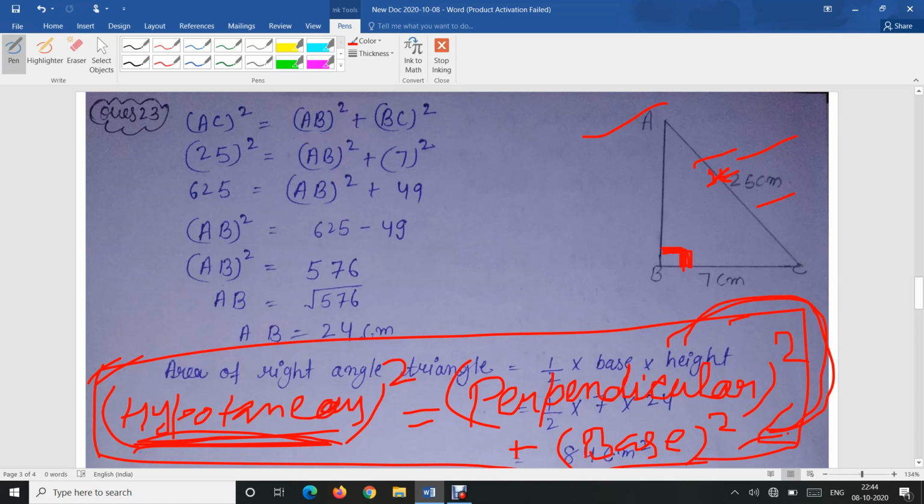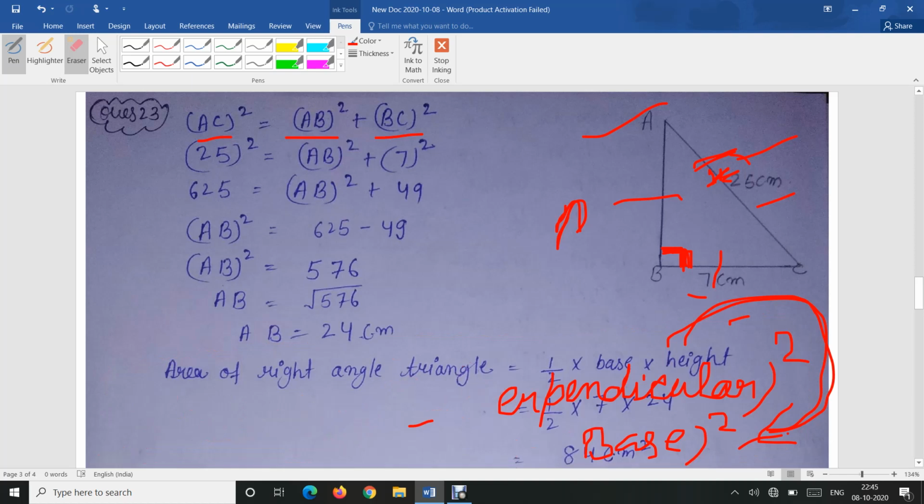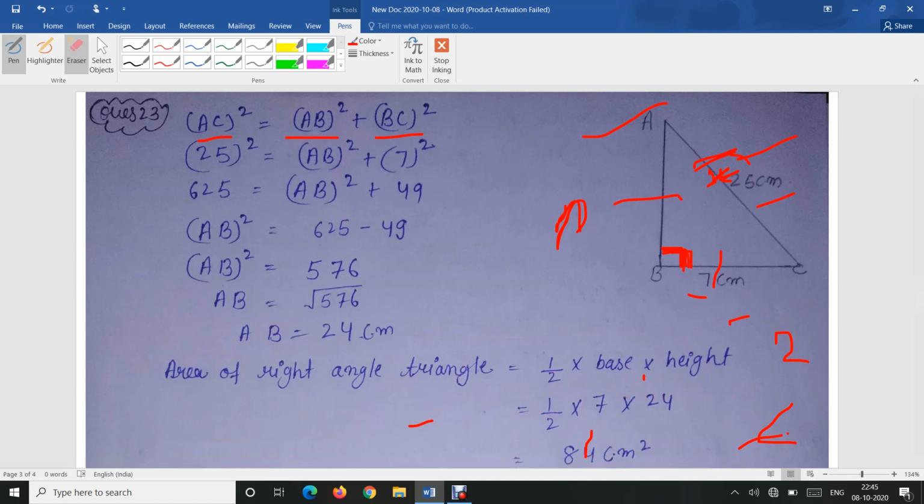So here the hypotenuse is AC, base is BC, and perpendicular is AB. So you can apply: hypotenuse square, that means AC square, is equal to perpendicular square, that means AB square, plus base square, that means BC square. Please write this formula in your notebook at your front page, and I am removing this from here so that you can understand the question easily.